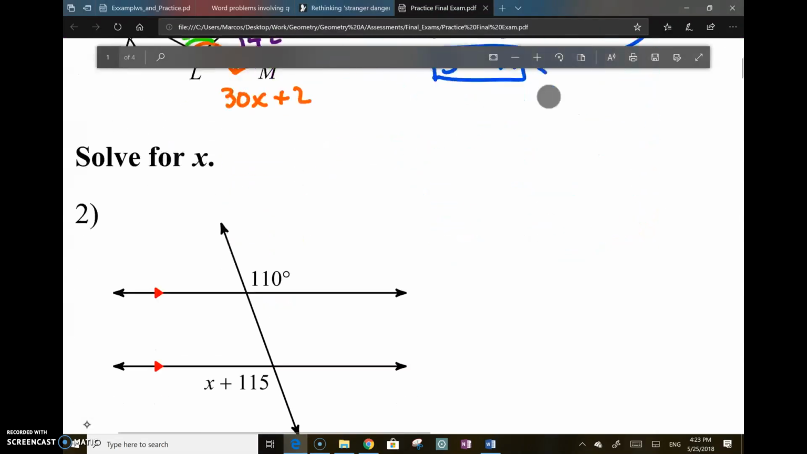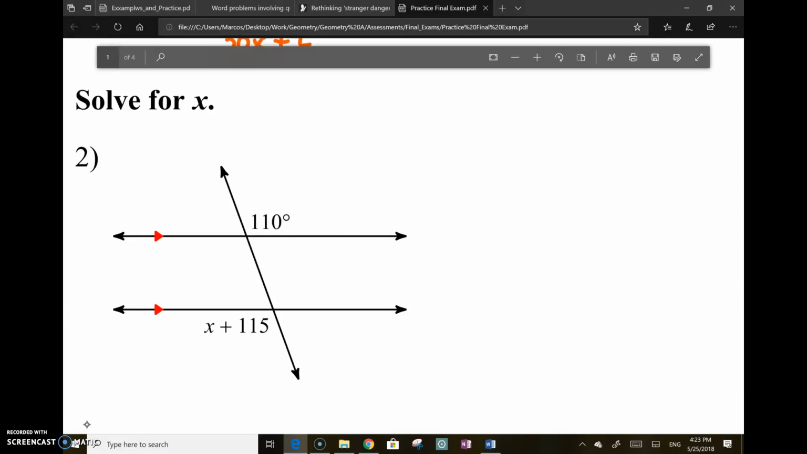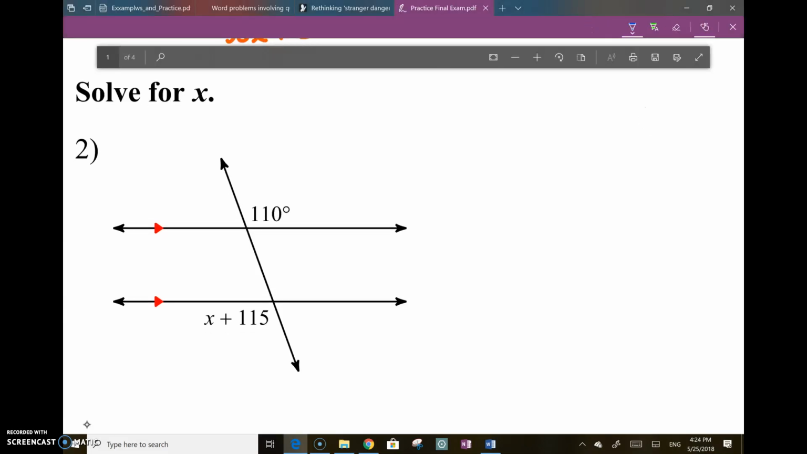Going on to number 2, here we have to solve for x once again. This question is definitely about parallel lines and the angles created by the transversal going through them. I know that these lines are parallel because these two red symbols here tell me so. The way to approach this is by first understanding the types of angles that we have. This angle here and that angle there, given their positions, are on opposite sides, and they are both on the exterior, or the outside, of the parallel lines.